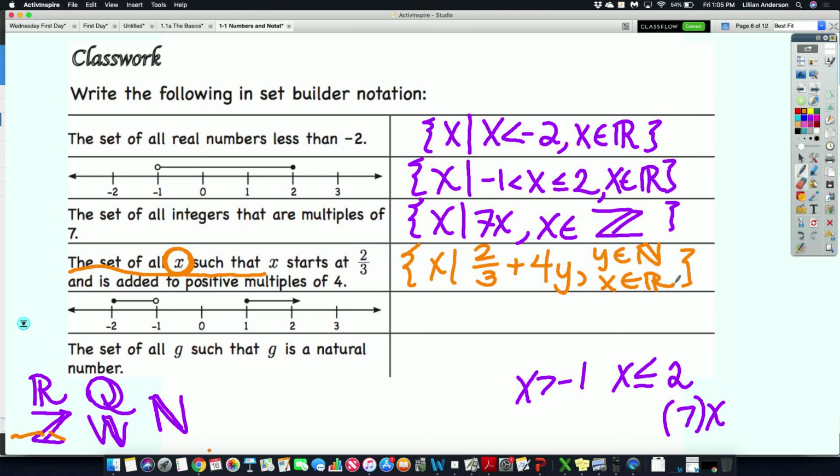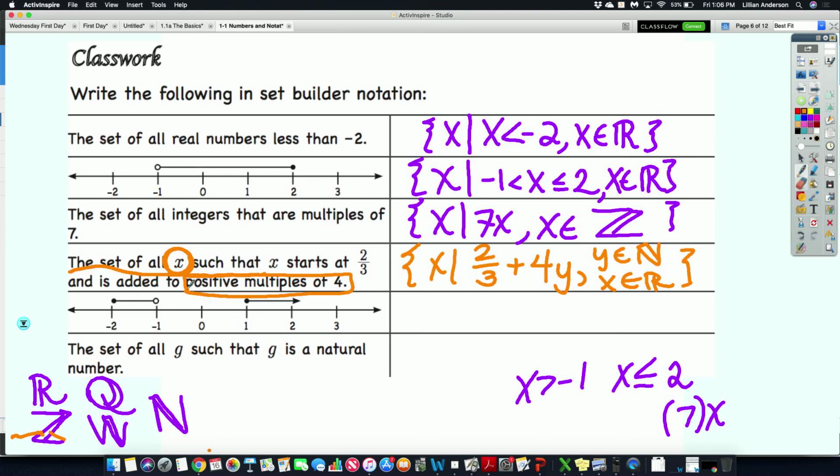So to recap, the y takes care of the multiples of 4 part, the different types of numbers that we can have that are multiples of 4. The x takes care of the actual full expression, those numbers plus 2/3. Okay? That was tricky.